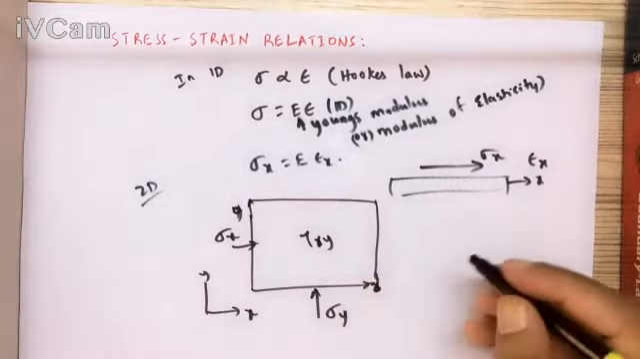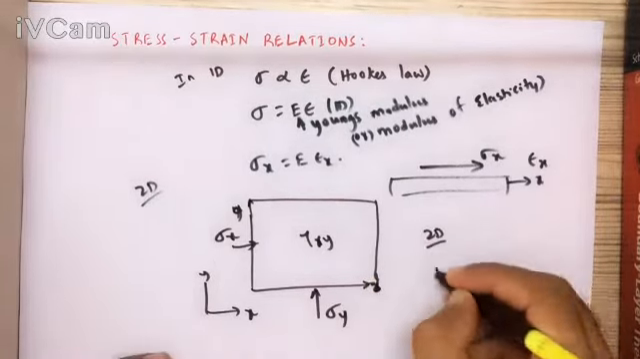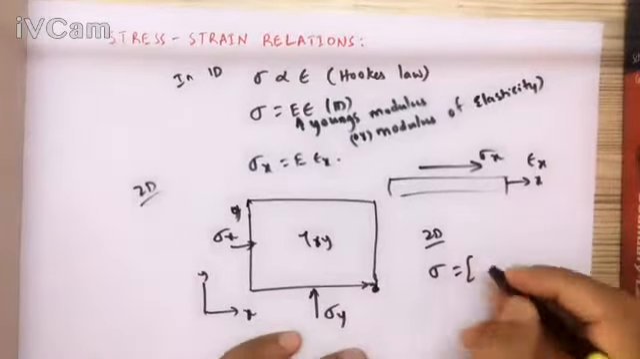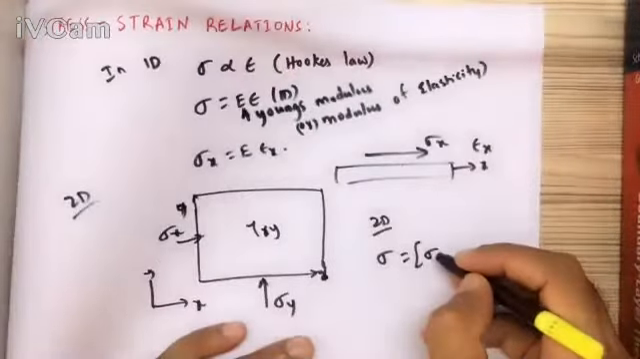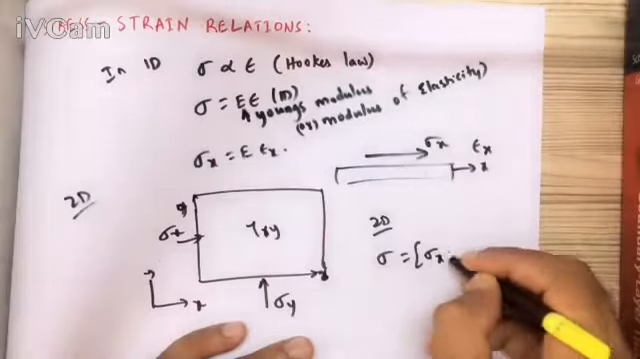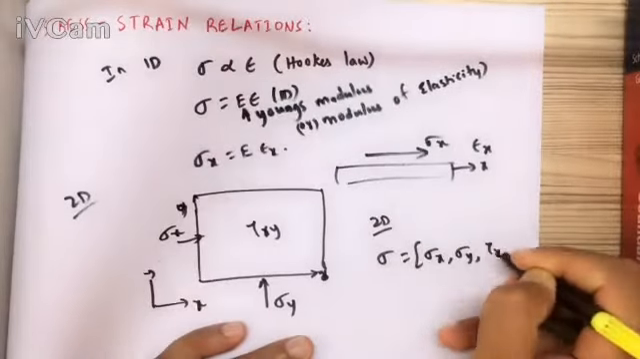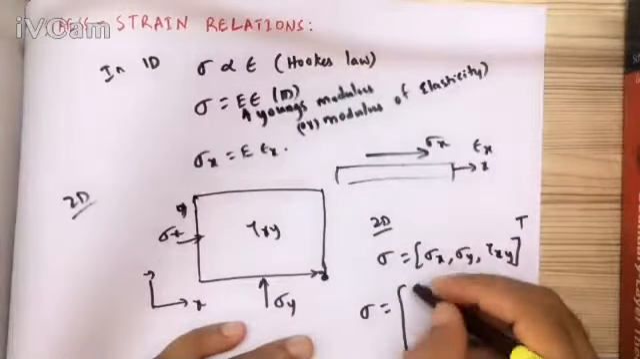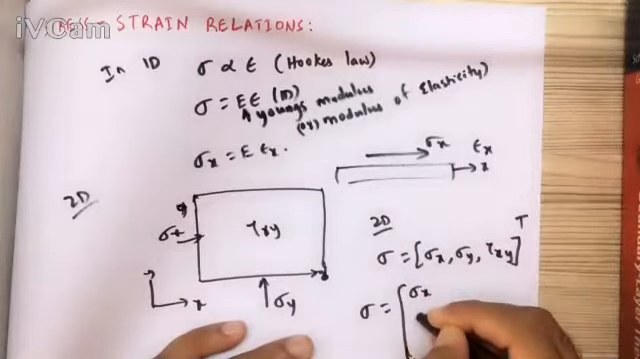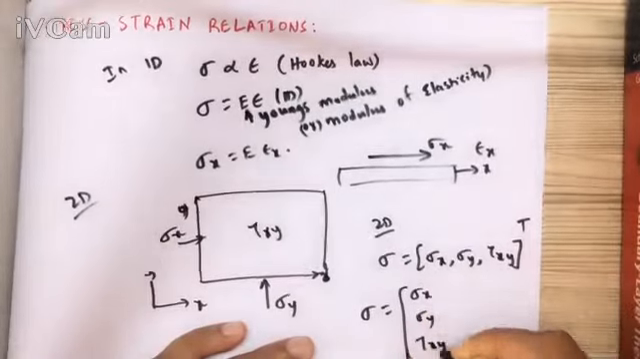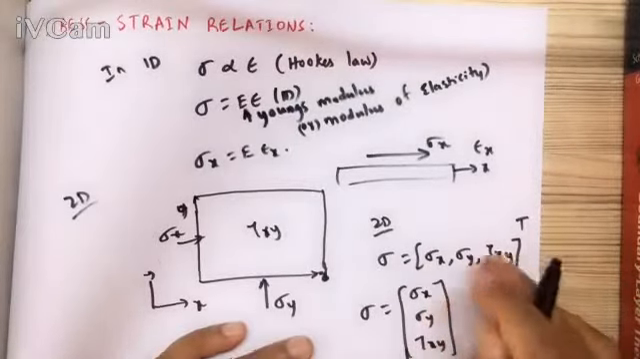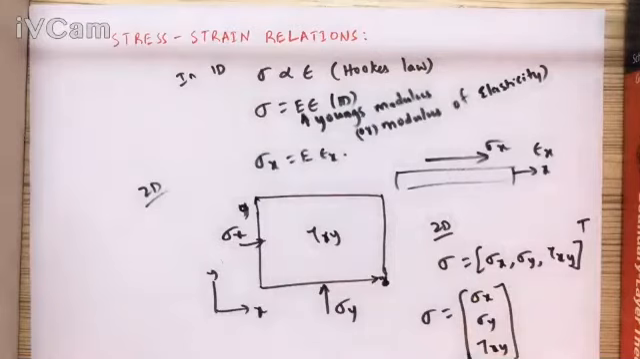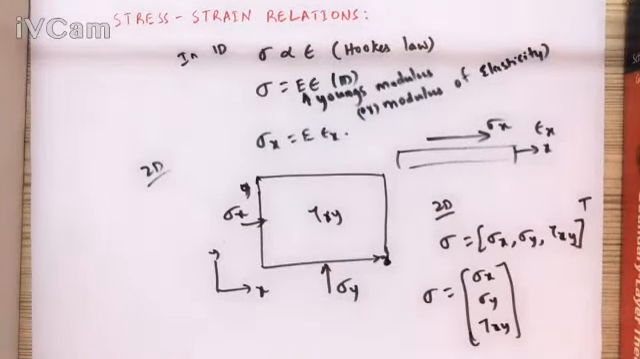So in 2D, stress vector becomes sigma x, sigma y, and tau xy transpose. Obviously, because it's a stress vector, I have to write it in a column matrix: sigma x, sigma y, tau xy, or I can write a row matrix and put a transpose, right? Is that clear what I'm saying? Is that clear to you all? Fine.